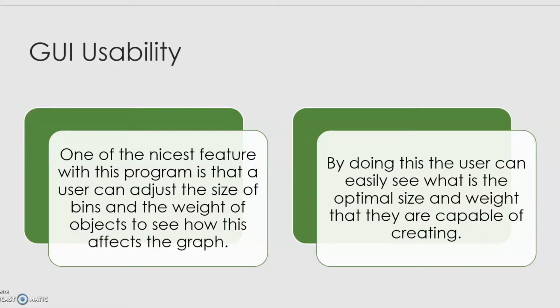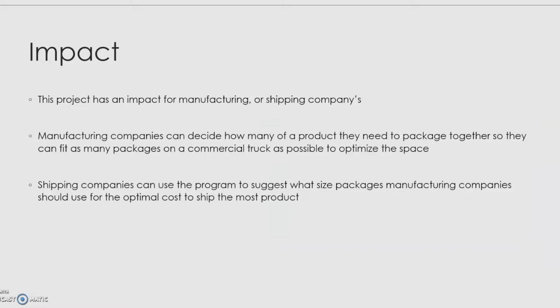GUI usability. One of the nicest features of this program is that the user can adjust the size of the bins and the weight of the objects to see how this affects the graph. By choosing the best part of the graph, they can make sure that the least amount of space is unused and that the maximum amount of bins and volume is used. By doing this, the user can easily see what weight is the optimal size and weight that they are capable of creating. The impact of this project.